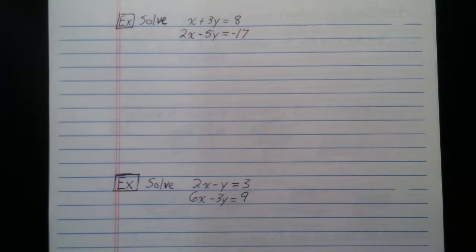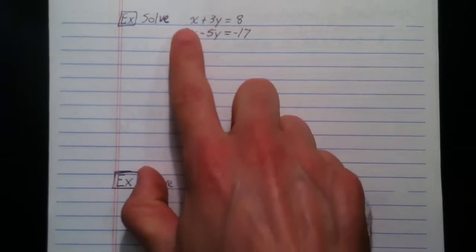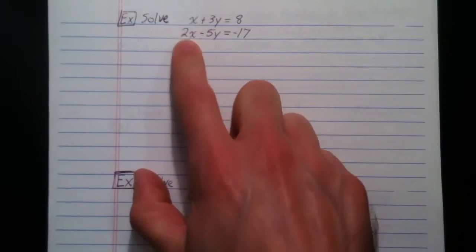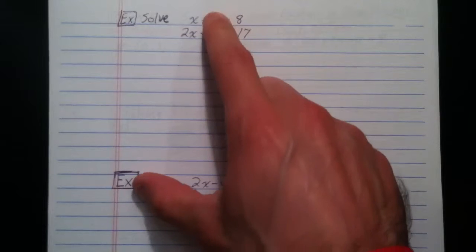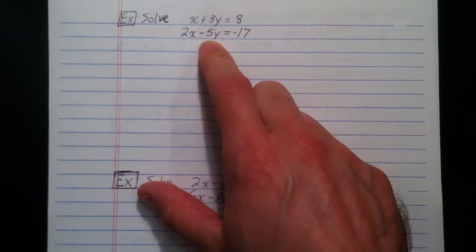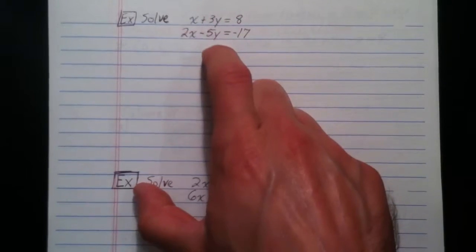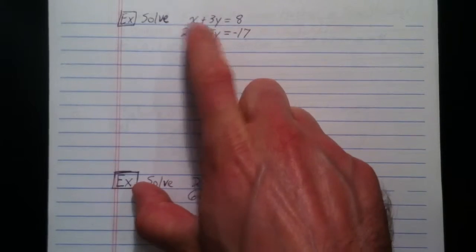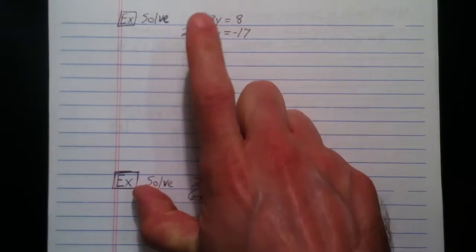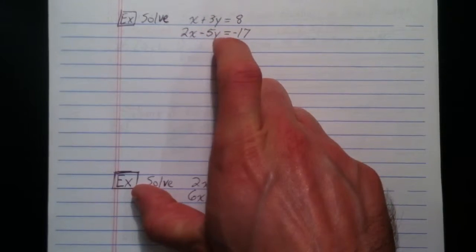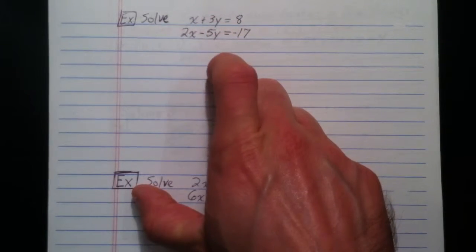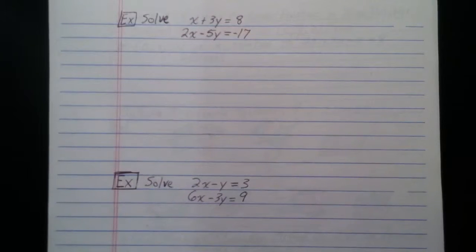However, this one's going to be a little different, because if we were to add our x terms here, we would end up getting x plus 2x would be 3x. 3y plus negative 5y would give us a negative 2y. That wouldn't cancel them. Even if we subtracted, 1x minus 2x would give us a negative x. 3y minus a negative 5y would give us a positive 8y. So that's actually not going to work right off the bat like the other one did.